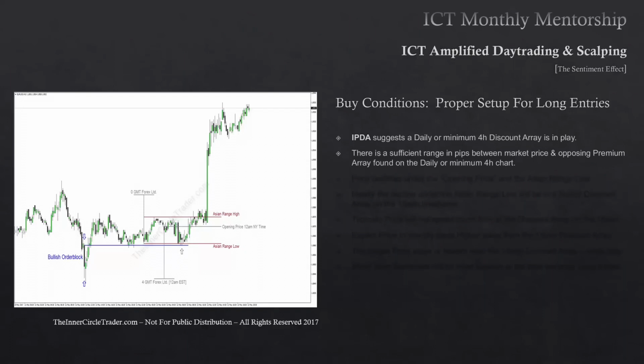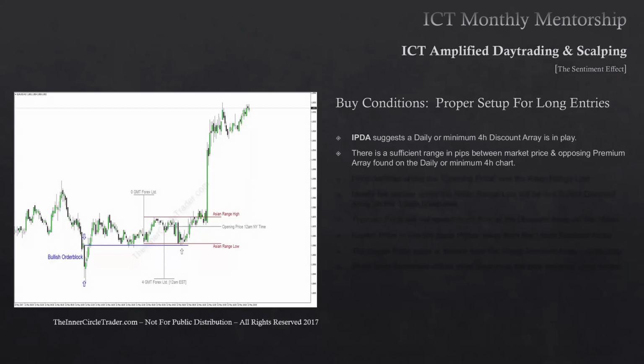There's a sufficient range in pips between market price and opposing premium array found on the daily and or minimum 4-hour chart. What am I suggesting here? Is there enough of a range for you to profit if you want to be a buyer today based on the fact that we've traded down to a daily and or minimum 4-hour discount array? If we have done that, the stage is set for a potential buy or up close day.